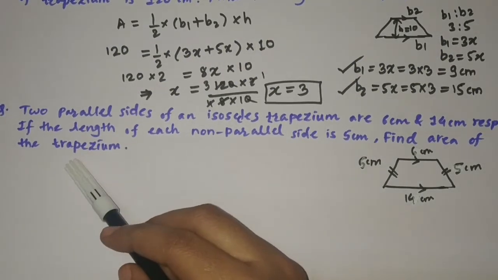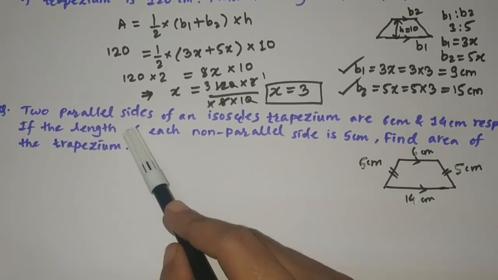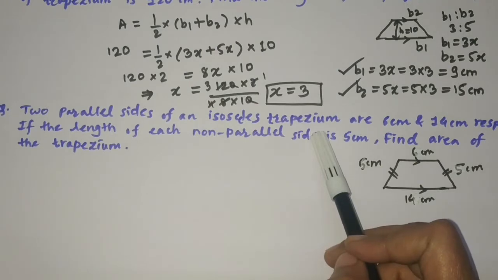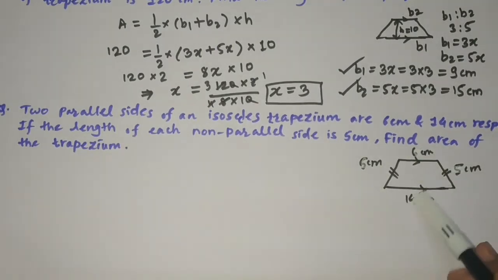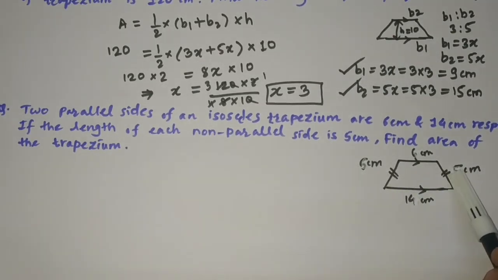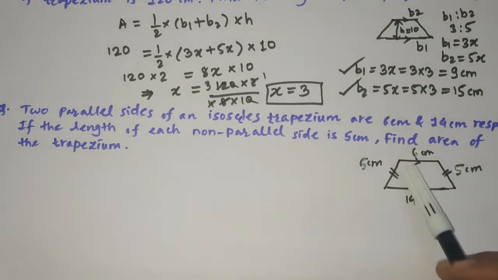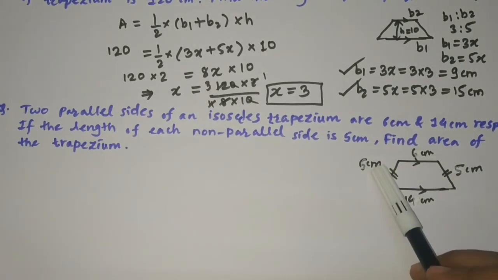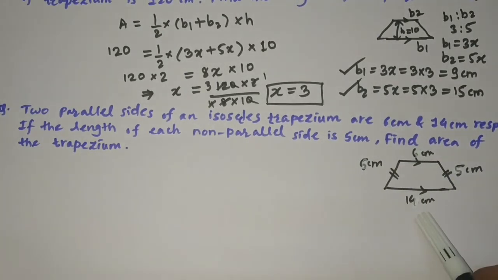The next question is: two parallel sides of an isosceles trapezium. In an isosceles trapezium, the two parallel sides are given and the non-parallel sides are going to be equal. Always remember they are equal. This non-parallel side is 5 centimeter each, and the parallel sides are 6 centimeter and 14 centimeter. We have to find the area.